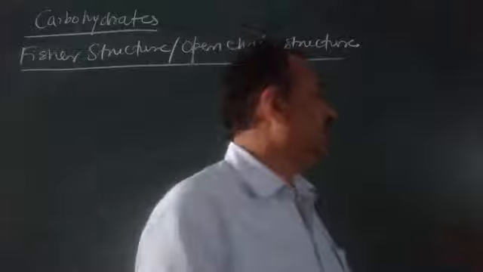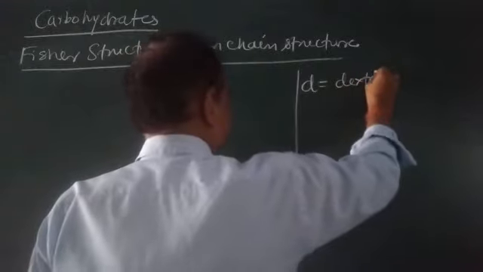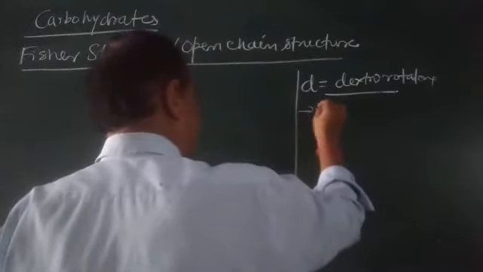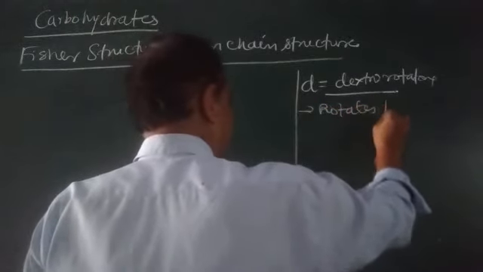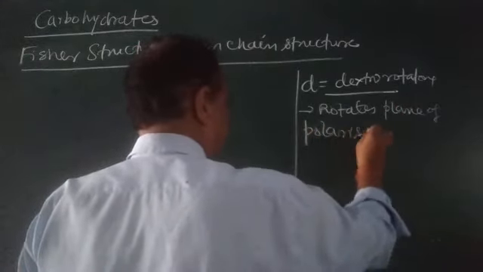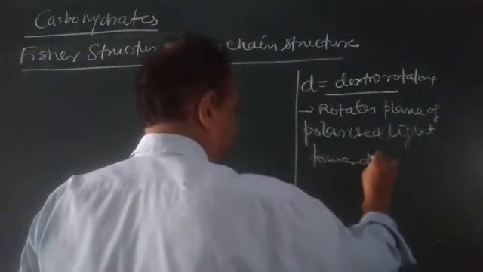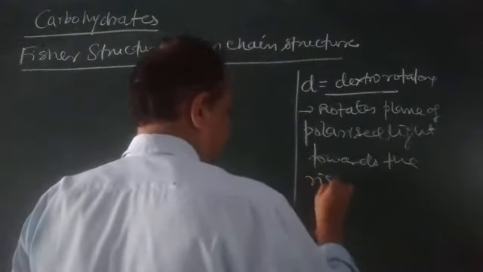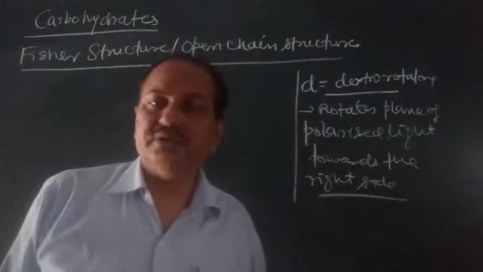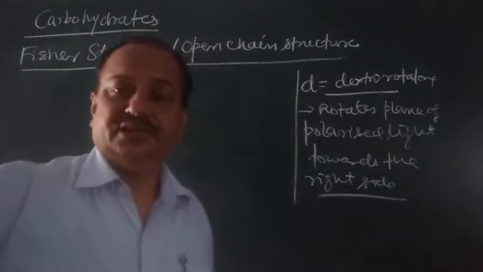And dextro means dextrorotatory. Dextrorotatory means it rotates the plane of polarized light towards the right side. So that is the simple meaning of D. Dextro rotates toward the right side.